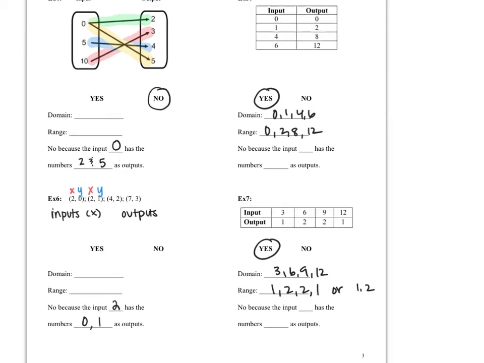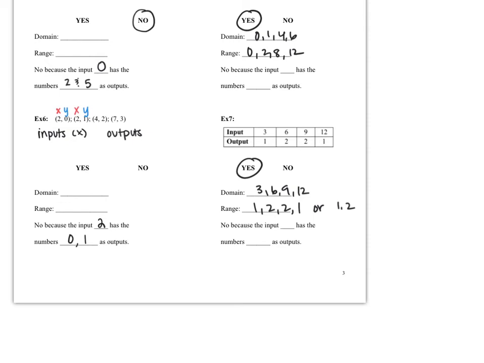On example 7, this one is also a function because each input still only has one output. 3 has one output, it happens to be 1. 6 has one output, it happens to be 2. 9 has one output, it also happens to be 2. And 12 has one output, it also happens to be 1. It's okay for my outputs to repeat as long as each input is only going to one number in the output column. So yes, this is a function.